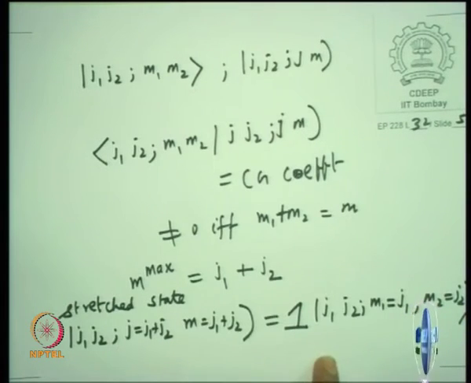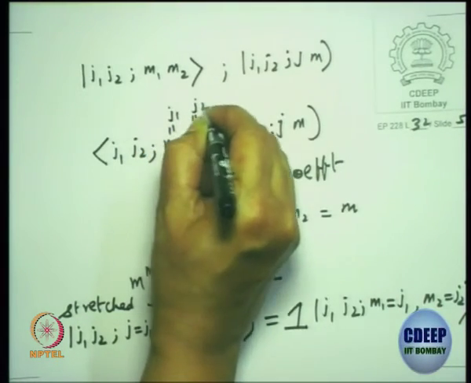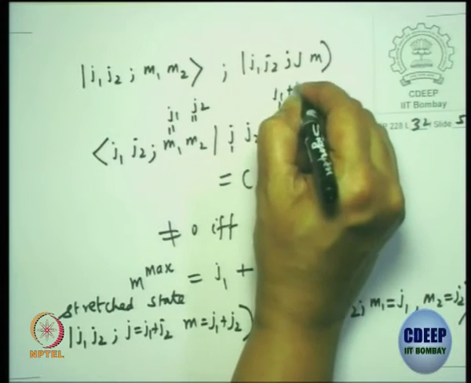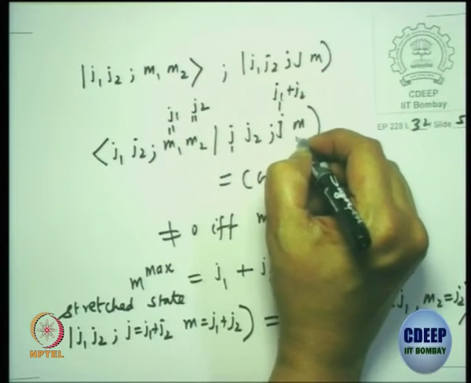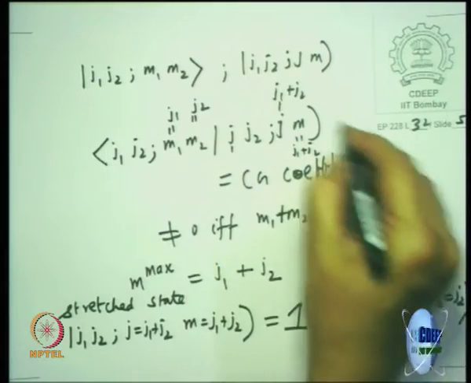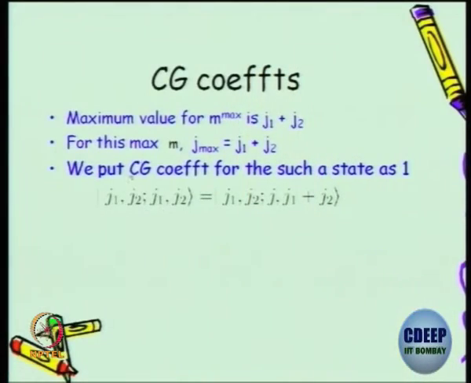So, what is this meaning in this language? If you put this to be J1, if you put this to be J2, this will be J1 plus J2 and this will be equal to J1 plus J2. That is the meaning. This is going to be 1. So that is what I have written here, that we will put the CG equal to 1. This is the uncoupled state and this is the coupled state, and these two are equated.